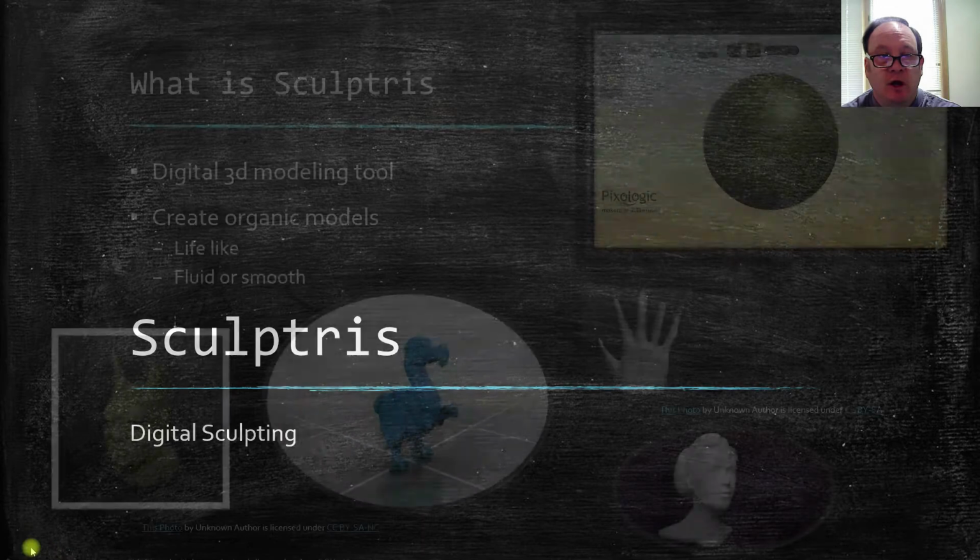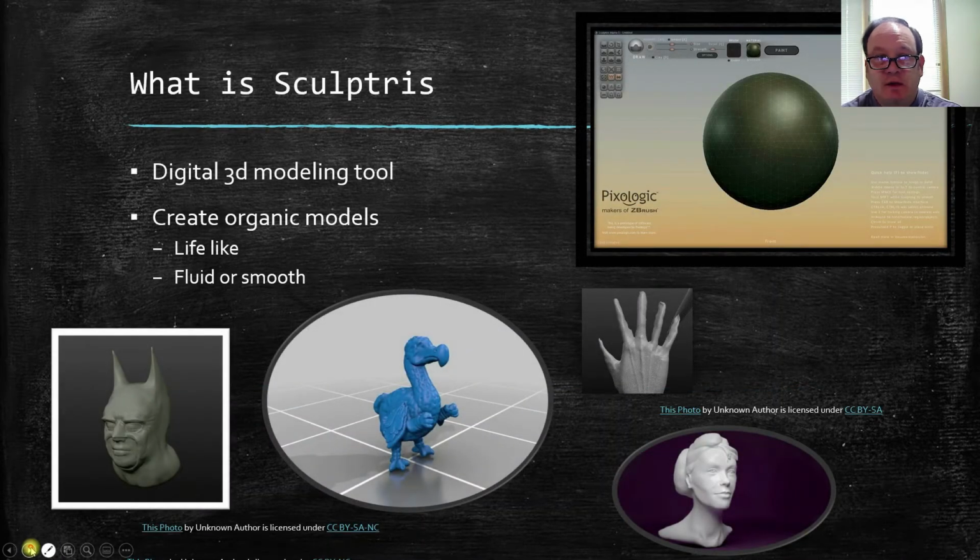Okay, moving right along. Sculptris is a 3D digital modeling tool. It's put out by a company called Pixologic. They also make a professional tool called ZBrush. This is what we refer to as a legacy program, meaning that it's no longer really supported much anymore.